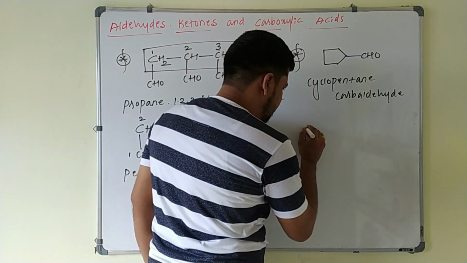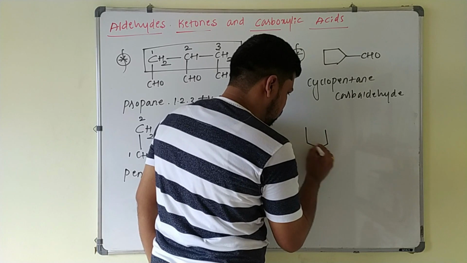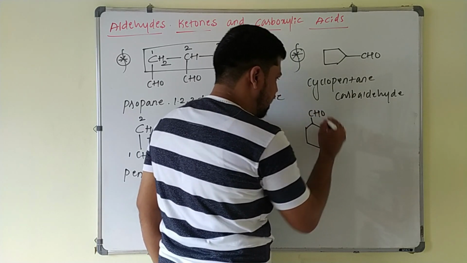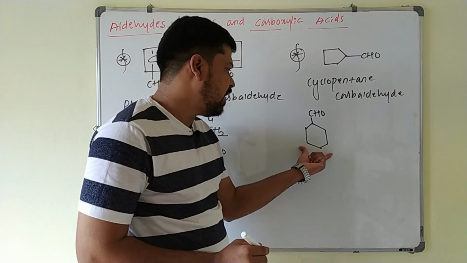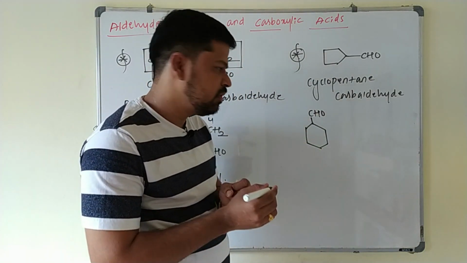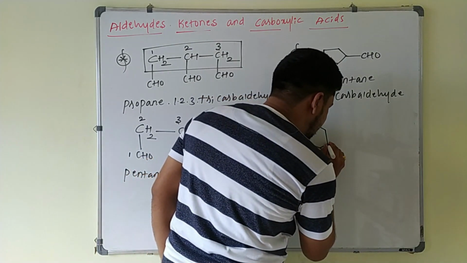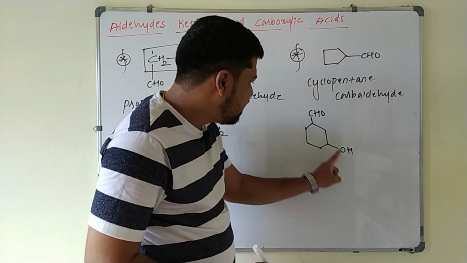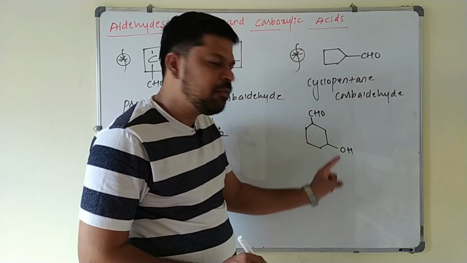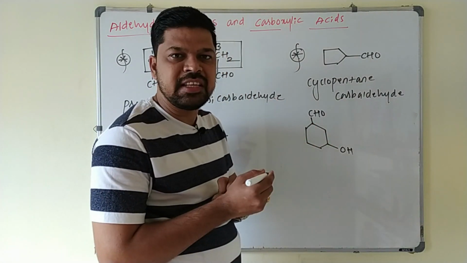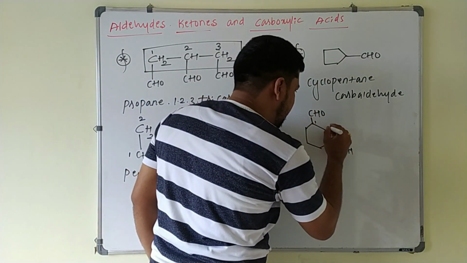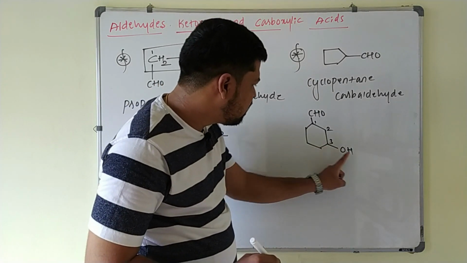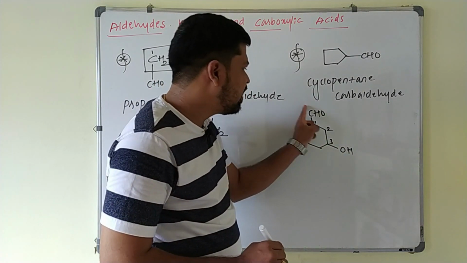Suppose I take cyclohexane here, to this one aldehyde group is attached. What is the name of this compound? Cyclohexane carbaldehyde. Suppose any substituent is present here, like this, if I attach one substituent OH here, whenever any substituent is present, the numbering must be done from the carbon atom to which the aldehyde group is attached here. So this carbon atom becomes 1, 2, then 3. So the name of this compound becomes 3-hydroxy cyclopentane carbaldehyde.